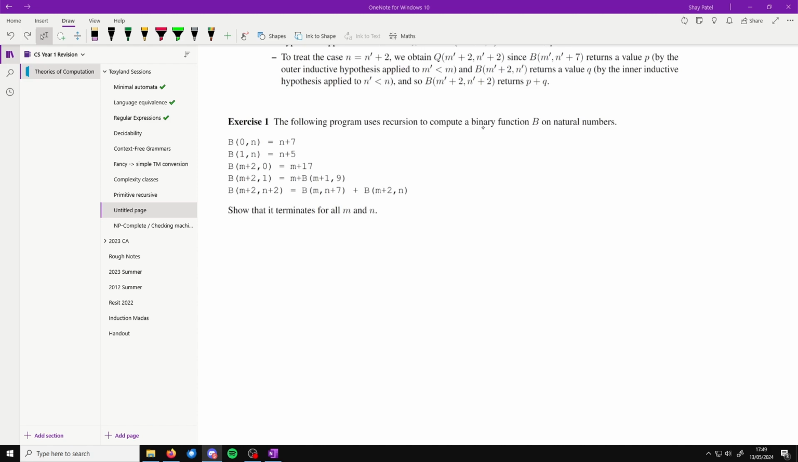Exercise 1. The following program uses recursion to compute a binary function b on natural numbers. Okay, so it's not quite the Ackermann function, but it looks like it's primitive recursive. Show that it terminates for all m and n.